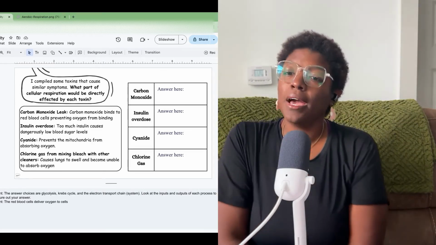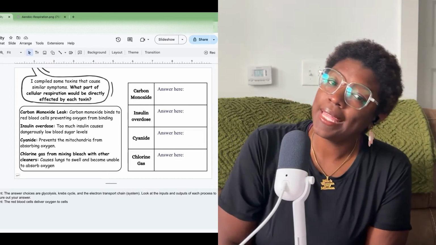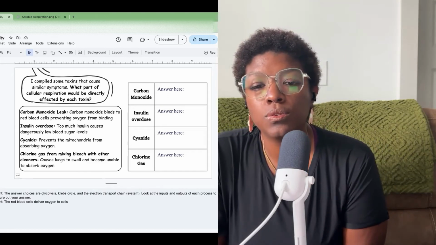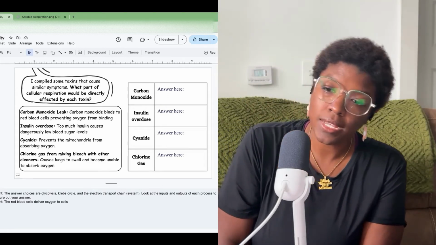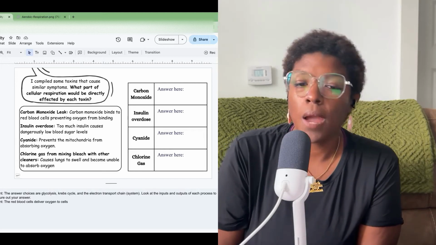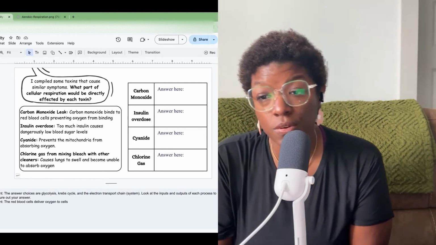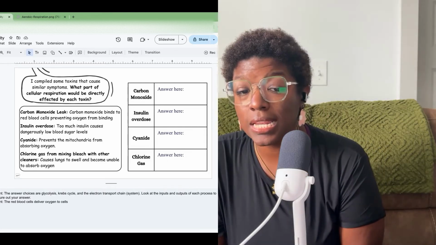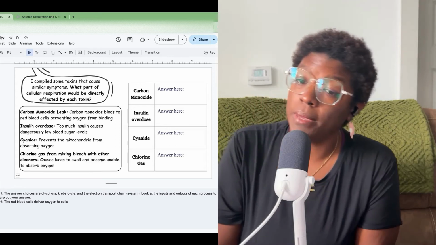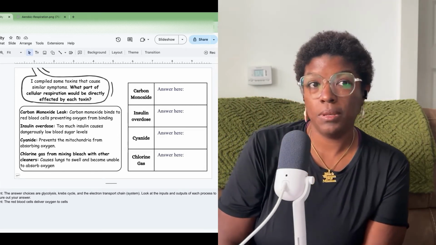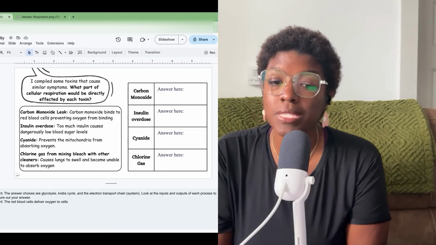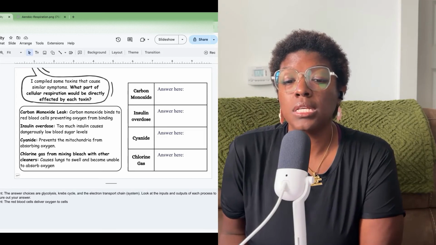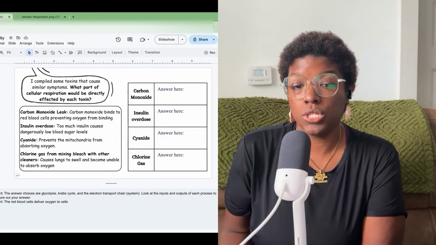So with this information now under our belt, our students are going to look at the toxins that could potentially be causing these symptoms, and how each toxin could potentially affect cellular respiration. Carbon monoxide prevents oxygen from binding, so that would be affecting the electron transport chain. Too much insulin causes a drop in blood sugar levels, which will be impacting glycolysis because it wouldn't have the input that it needed. Cyanide prevents the mitochondria from absorbing oxygen. And chlorine gas causes the lungs to swell and become unable to absorb oxygen.